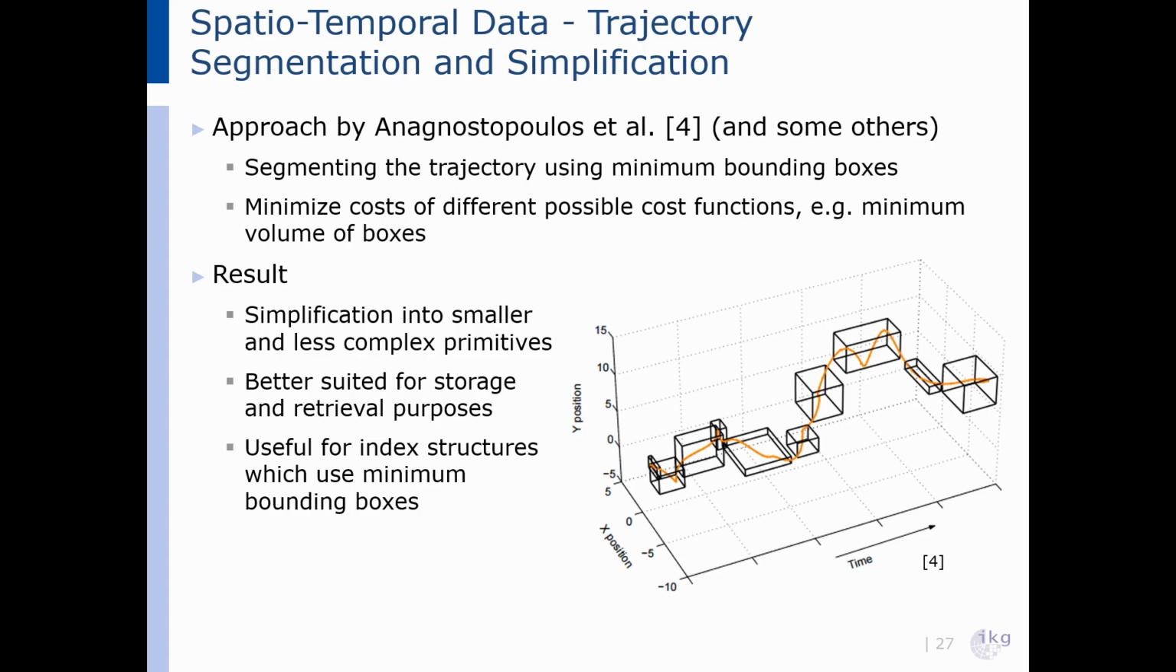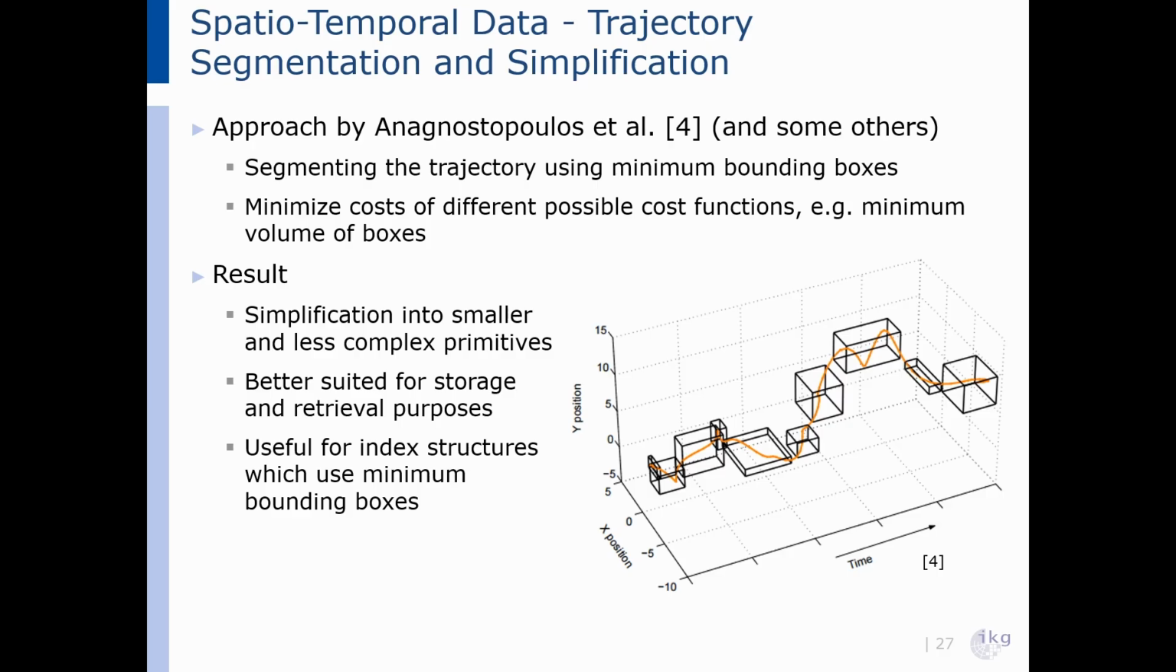Here, the idea is to approximate a trajectory by enclosing parts of it in minimum bounding boxes. A bounding box is the smallest rectangle that fully contains a part of the trajectory. The segmentation is then guided by a cost function. Typically, the cost function is defined as the sum of the volumes or areas of all bounding boxes. The goal is to minimize the cost while still covering the entire trajectory.